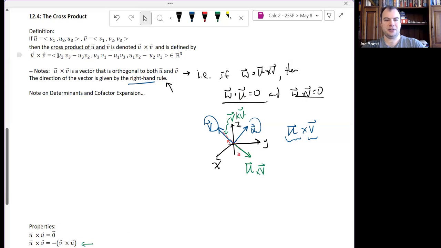And up here, we can see that U2V3 and U3V2, if we were to switch the U's and the V's, that just results in a negative sign. And the same for component 2 and component 3. So we can see this relationship algebraically, and we can see it geometrically.